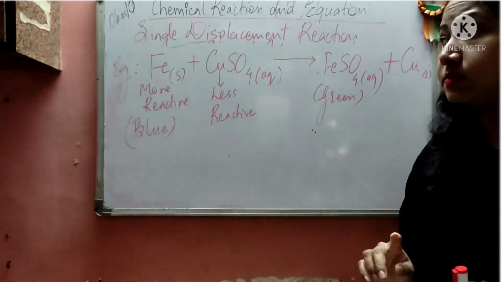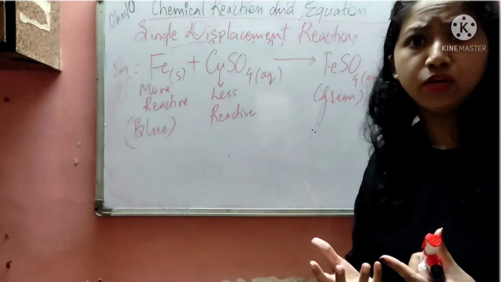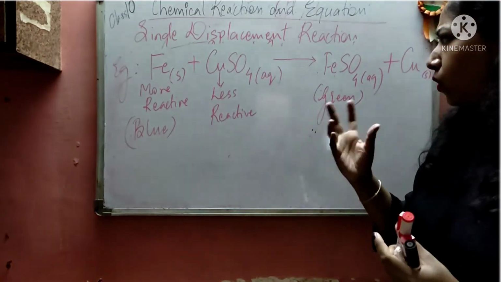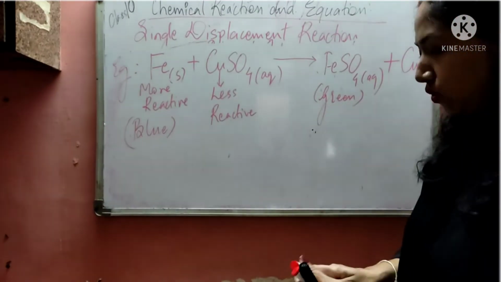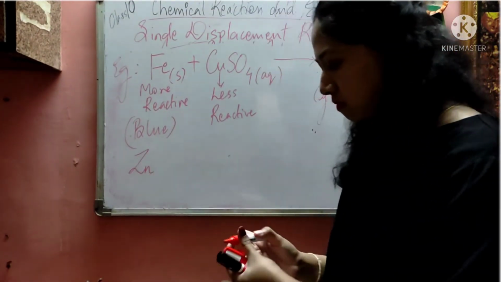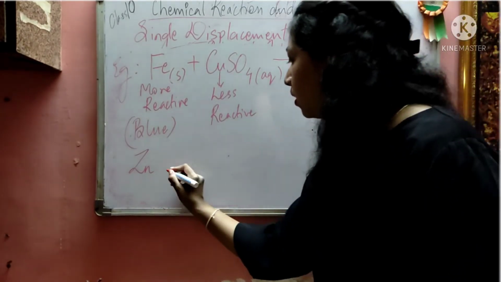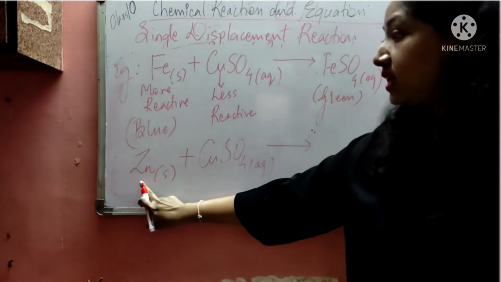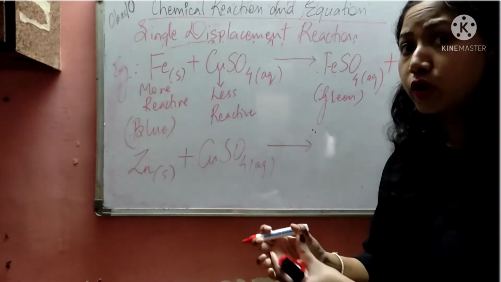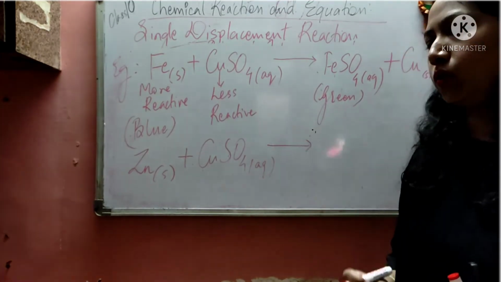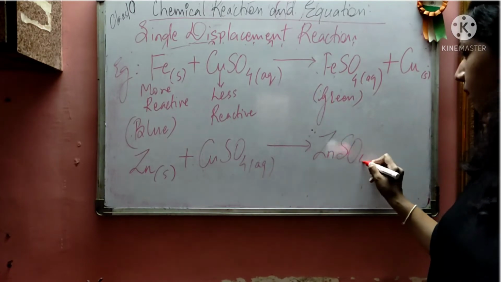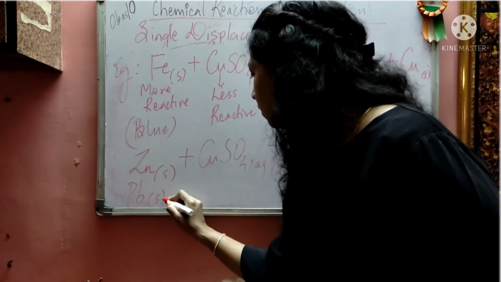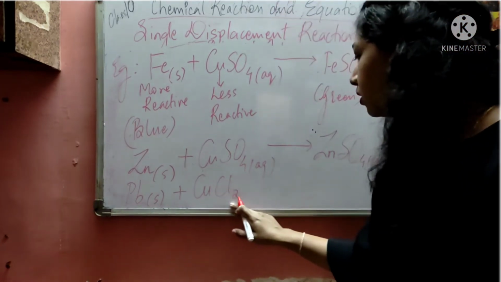What is basically happening in a single displacement reaction is that the element or the metal which is more reactive is going to remove the element or metal which is less reactive, and you're going to get this. Now the second example which you're going to see is zinc and copper sulfate. Zinc is more reactive than copper, so zinc is going to remove copper and take its place. Third is lead, and we are taking copper chloride.